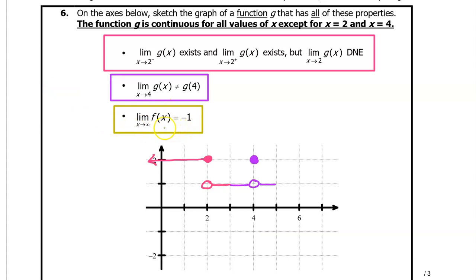The last property is that the limit as x approaches infinity should be -1. So as x approaches infinity, that means as we head off to the right, the limit has to be -1. The only way we're going to have the limit as x approaches infinity equal a number is if there is a horizontal asymptote at that number. So here I've drawn it so that as we head off towards the right, the curve levels out and approaches -1. There's a horizontal asymptote at -1. So this drawing of a function g satisfies all three properties.